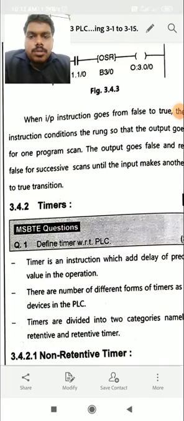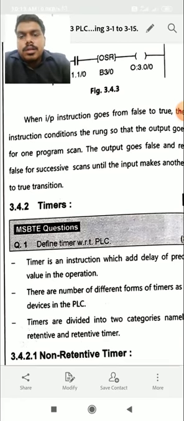Okay, so in the previous videos we have seen one topic called timers, right? In between we left the timers actually. So in this video I'll complete timers and counters from your syllabus point of view. Okay, so timer, let's proceed.